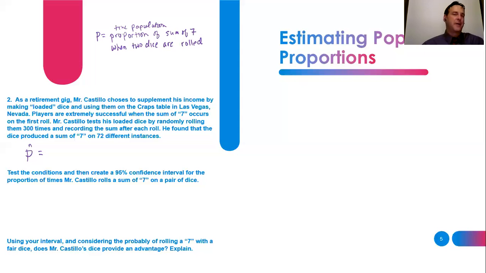Okay, now I can figure out mathematically what that should be, just in theory. But remember, he has loaded dice. These are ones that are adjusted in some way where it may not be equal to the true proportion. In fact, if you think about fair dice, that's not quite what these are. This is what we're talking about. We're talking about Mr. Castillo's true population proportion of the sum of 7 when 2 dice are rolled. And again, these are Castillo's dice.